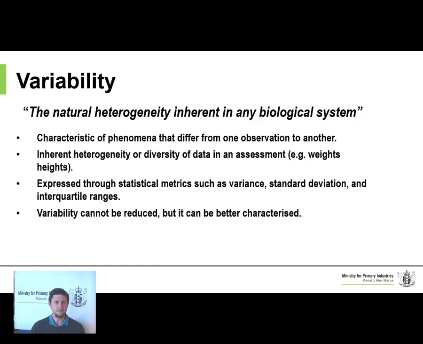And finally, the variability. Now, this is the natural heterogeneity inherent in any biological system. So a really good example, I've just noted there, it's a characteristic of phenomena that differs from one observation to another. Again, this is all from the OAE website and other documents that MPI utilises, so none of this should be different to what we're seeing internationally.